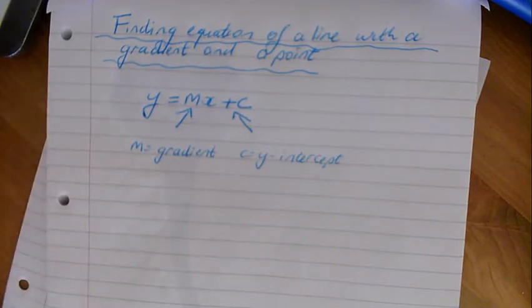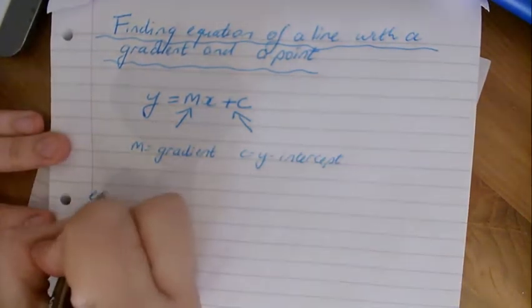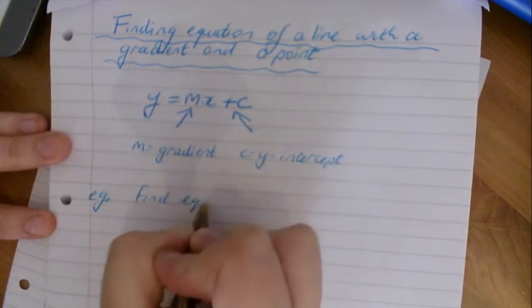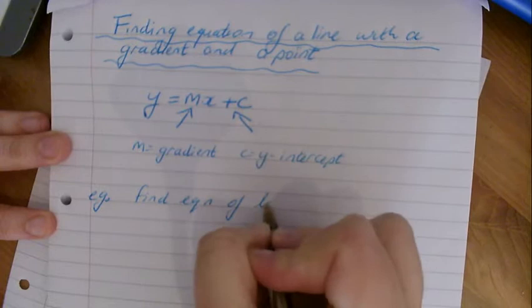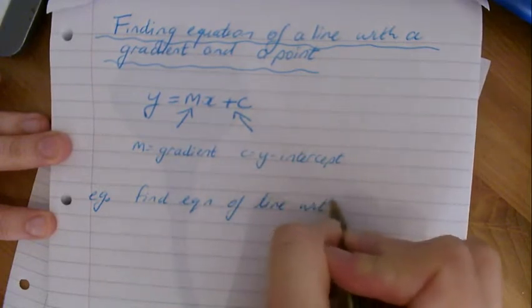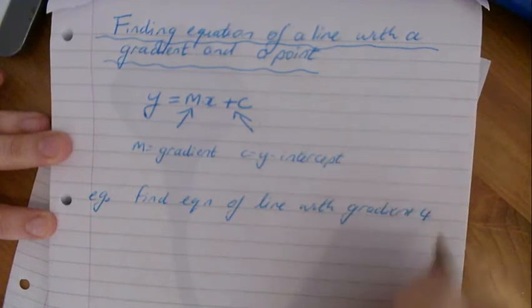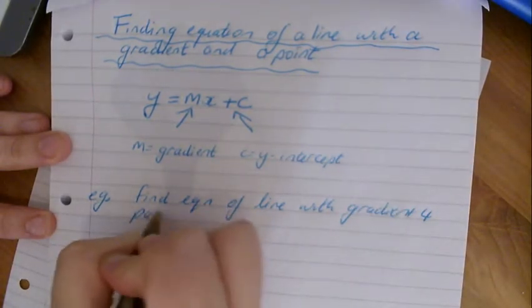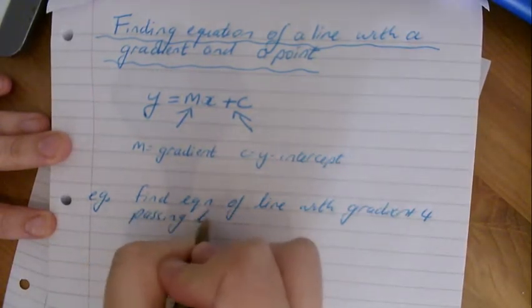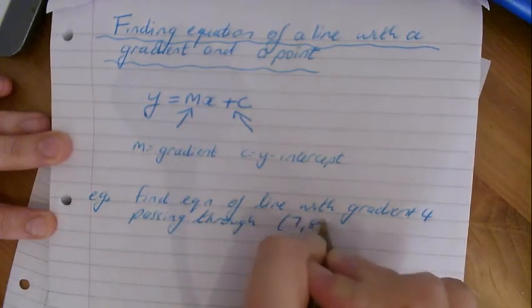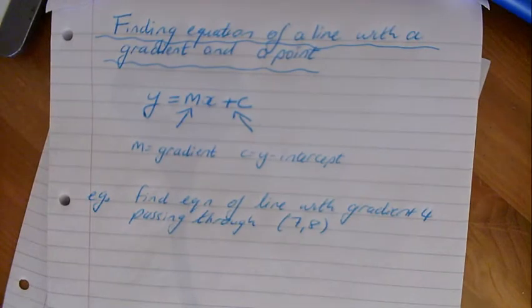So let's have a look at what we do. For example, if I asked you to find the equation of the line with gradient 4 passing through (7, 8), say.